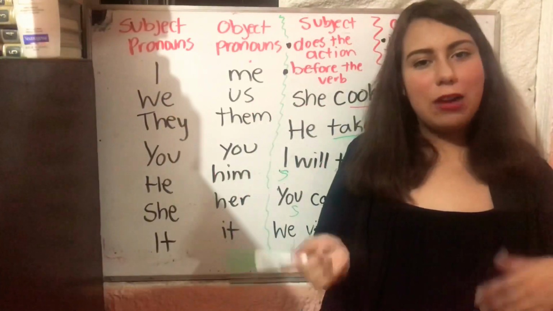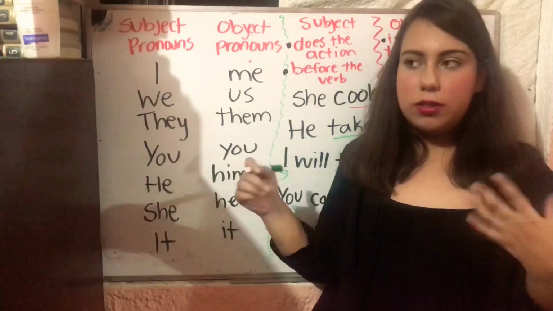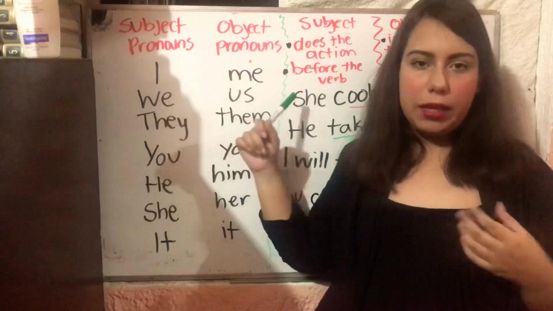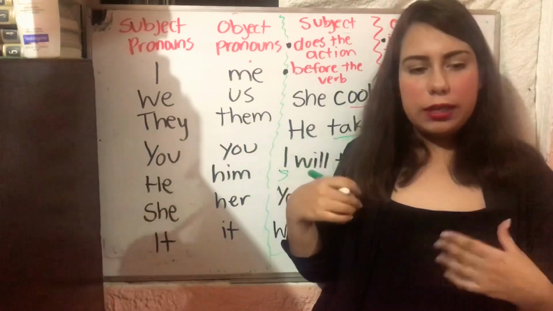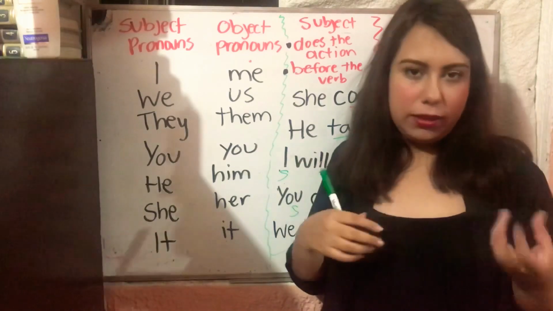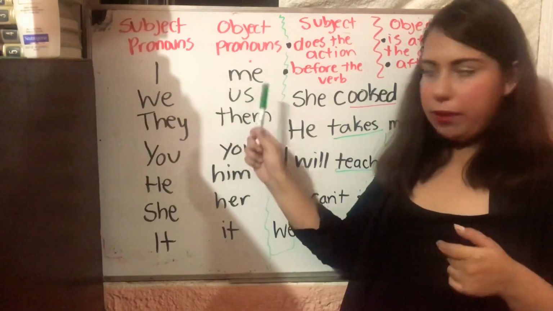Hola, okay. Veamos subject pronouns y object pronouns. Okay, subject y object pronouns tienen el mismo significado. Aquí, por ejemplo, I y me significa lo mismo, pero lo utilizamos diferente cuando estamos hablando o en oraciones simplemente, ¿ok? Entonces, veamos. I, me.